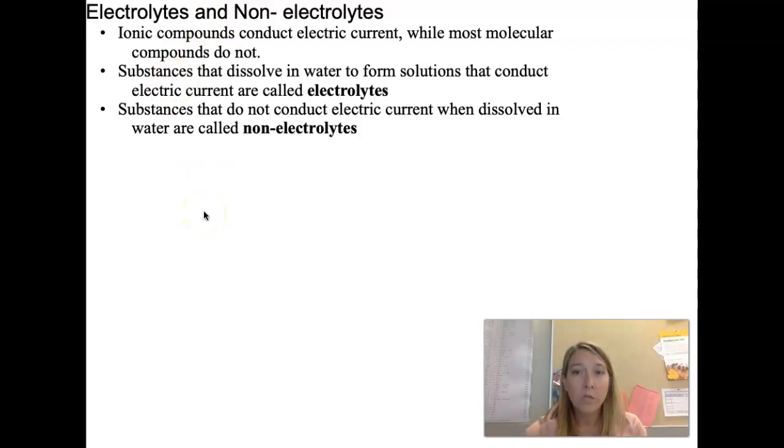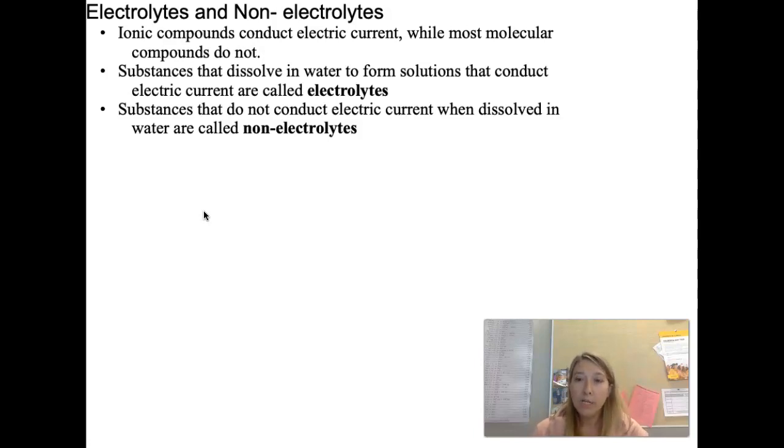Okay, so we are going to start the solutions unit. So first thing we're going to talk about is electrolytes and non-electrolytes. You would have talked a little bit about this last year in Science 10 when you looked at electrical conductivity. So remember, we use little conductivity meters. They have like little two prongs, and you stick it on something or in a solution, and then you see if the light lights up.